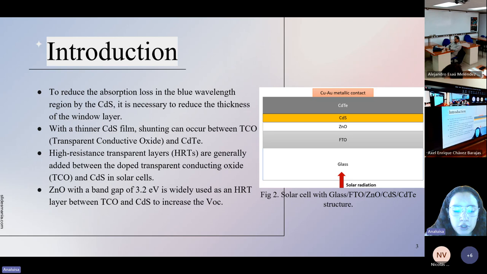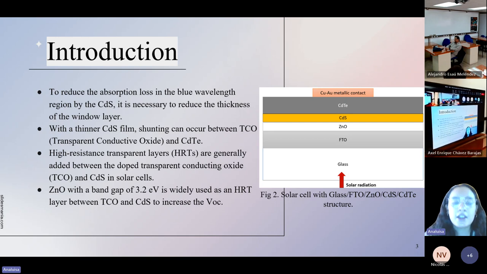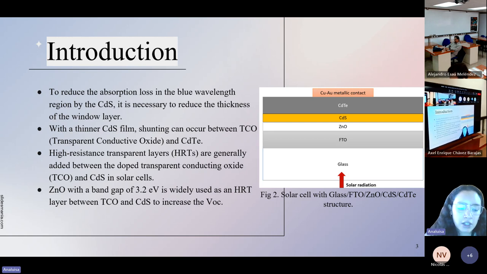In order to reduce the absorption by the cadmium sulfide, it is necessary to reduce the thickness of this film, but studies in this area have shown that with thinner cadmium sulfide films, the performance of the device is degraded because of shunting between the transparent conductive oxide layer and the cadmium telluride. As an alternative, one proposed solution is the incorporation of high resistance transparent layers between the transparent conductive oxide layer and the cadmium sulfide to improve the morphology of the cadmium sulfide films and reduce the current density between these two materials.